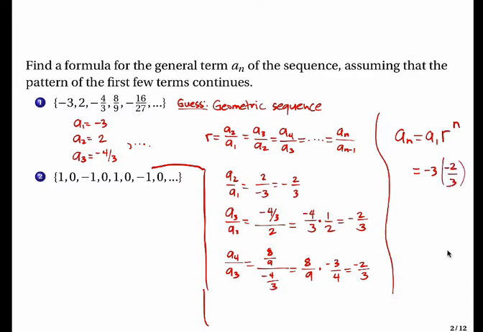By the way, since we are starting here with a sub 1, our exponent here will be raised to n minus 1. As you can see, when n equals 1, we have 1 minus 1, that's 0, so we will get negative 3. When n is equal to 2, you have 2 minus 1, that's 1, so you will get negative 3 times negative 2/3, and therefore you will get positive 2. Okay? And so on and so forth. So this is the formula for our a_n.